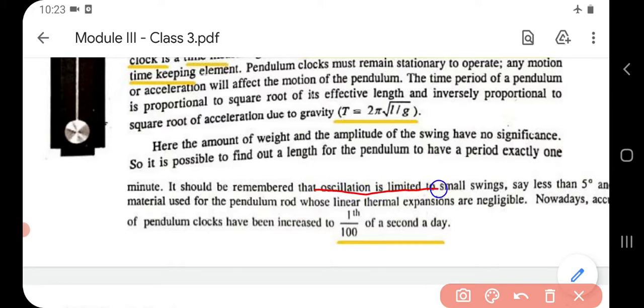Oscillations in the case of a simple pendulum are limited to small swings, and nowadays the accuracy of a simple pendulum is increased to 1 by 100th of a second a day.